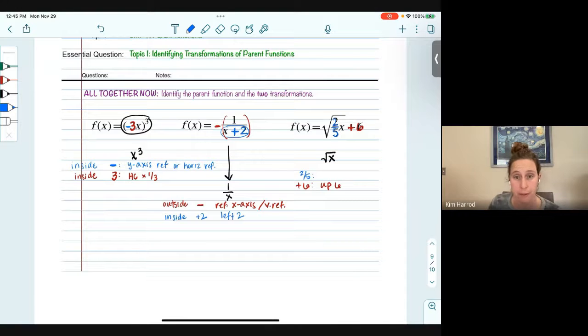The 2/5, that is under the square root, so opposite of what I think. I'm going to reciprocal it. I know that when it's inside, it's horizontal, and this one's going to show up as a horizontal stretch by 5/2. So that's what your homework looks like for tonight.